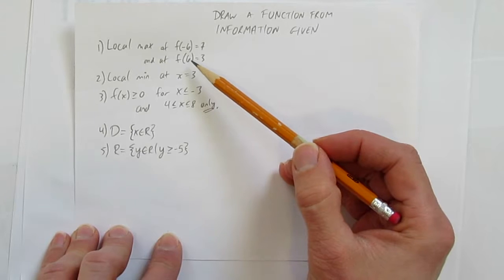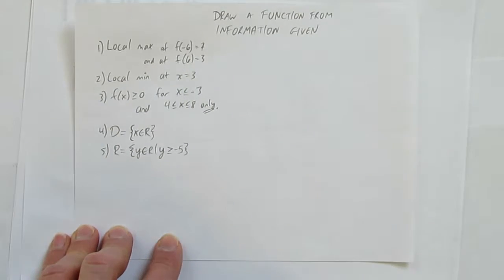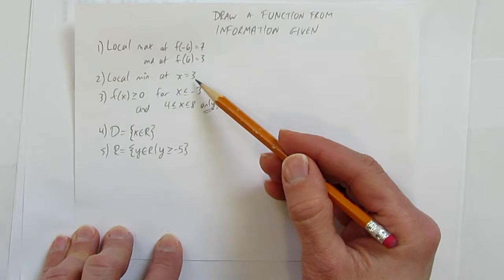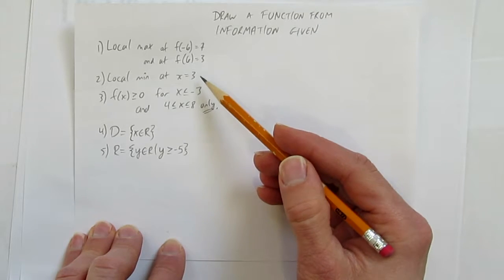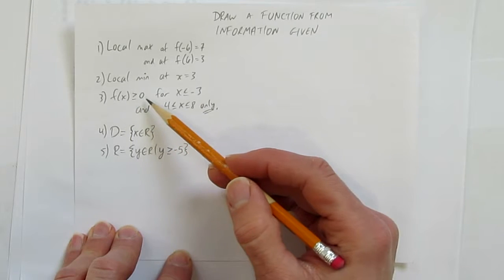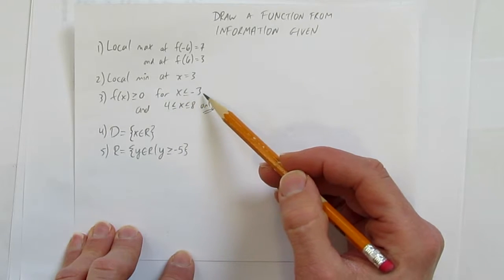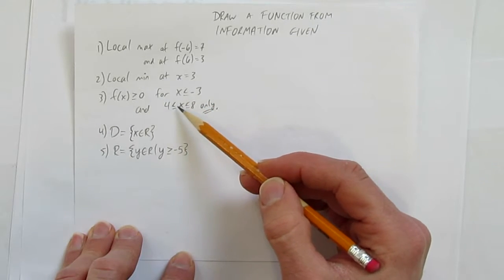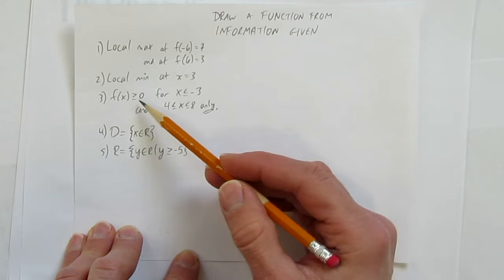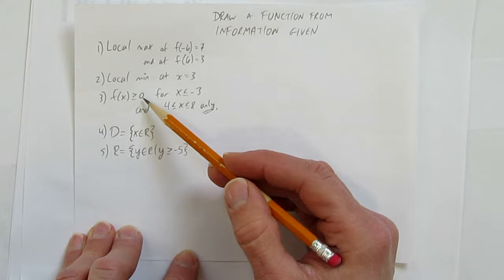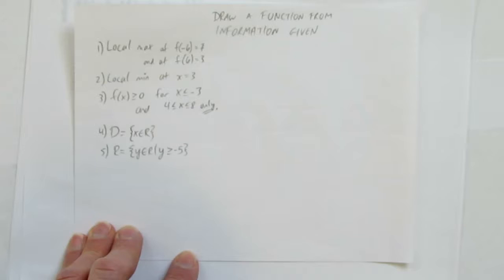There's also another local max at 6 comma 3, or when x equals 6, y equals 3. There's a local min at x equals 3, and it doesn't specify the y value, so we can pick whatever we want. And then f of x is greater than or equal to 0 for x less than or equal to negative 3, and for x between 4 and 8 only. So in other words, you're above or touching the x-axis before negative 3 and between 4 and 8.